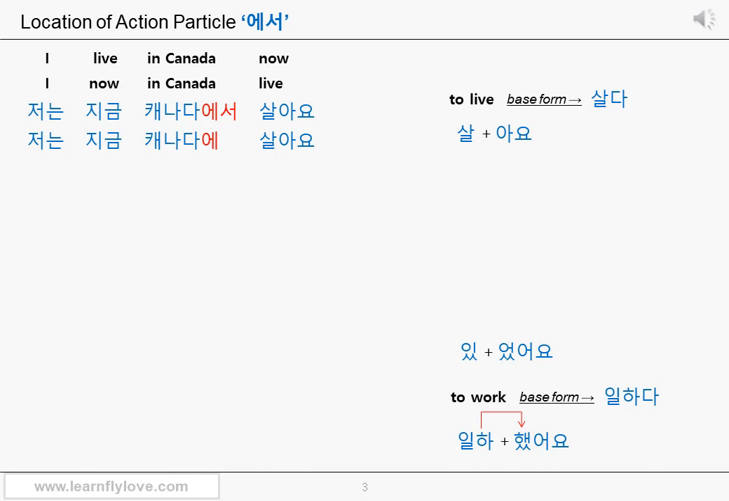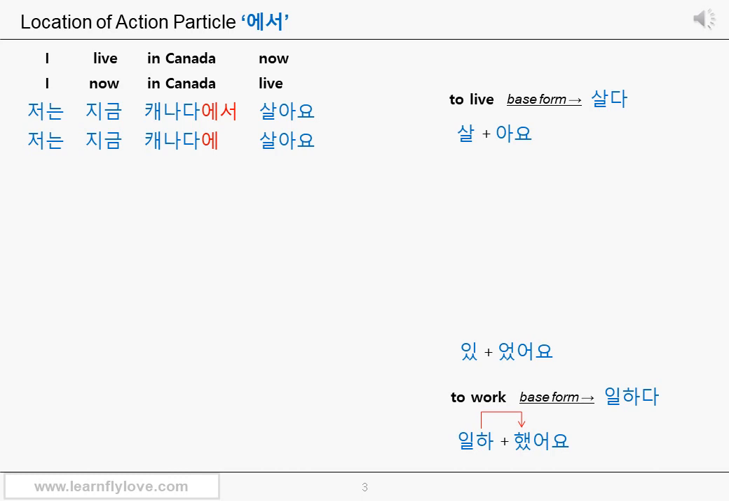Just remember the fact that the verb 살다 can be used with either 에 or 에서. They'll be enough. 지금 캐나다에서 살아요. With the location of action particle 에서 sounds more like you're indicating the place where the action of living takes place. 지금 캐나다에 살아요. With the location particle 에 sounds more like you're indicating where you're at or indicating the place where you live at.